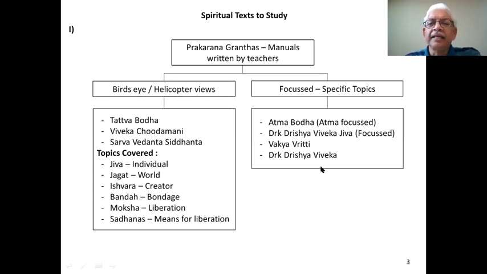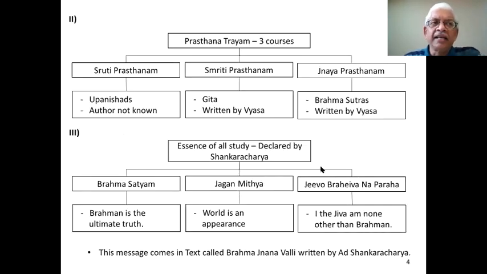Then the 3 fundamental texts which almost all the gurus teach, the 3 courses, prasthanam. Prasthanam means courses. The 3 fundamental courses for the spiritual study are generally called Shruti Prasthanam. Shruti means what has been heard by the rishis. The author is not known. They are called Upanishads. Upanishads are absolutely the fundamental sources.